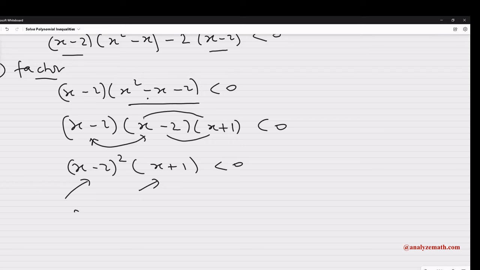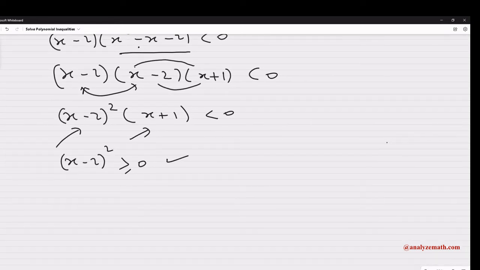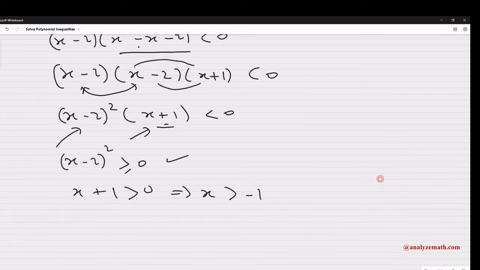Now x minus 2 squared is positive or 0, because it's a square. Except when x equals 2, it will be 0. So this is quite easy here. Now the second factor, x plus 1, will be positive when x is greater than minus 1. Solving a linear inequality.